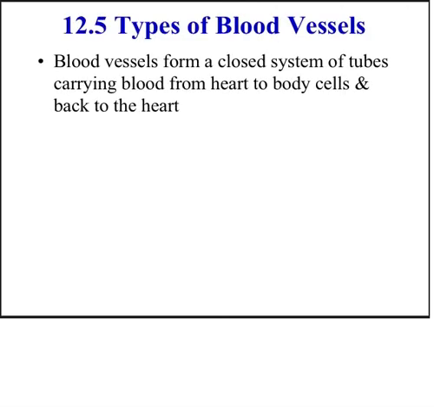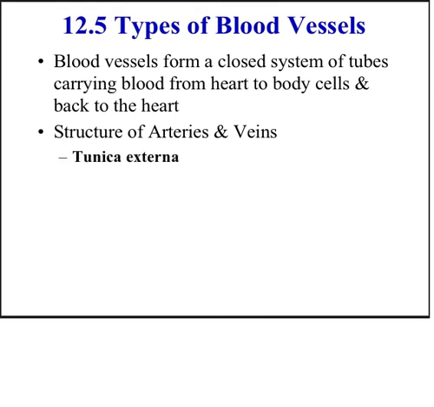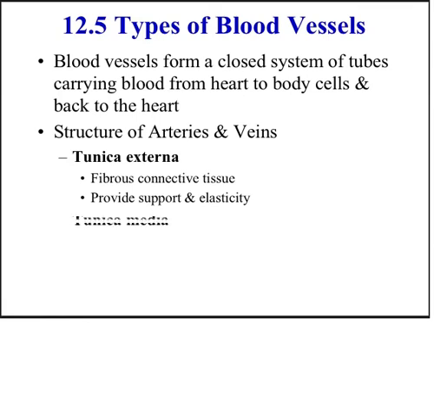Let's talk for a bit now about blood vessels. These are essentially a closed system of tubes that carry blood from the heart to body cells, and then from the body cells and tissues back to the heart. Arteries and veins have the same three basic layers. The tunica externa. Tunica, by the way, is Latin for jacket. Okay, so this is the outer jacket of the blood vessel. It is basically fibrous connective tissue that provides elasticity and support.